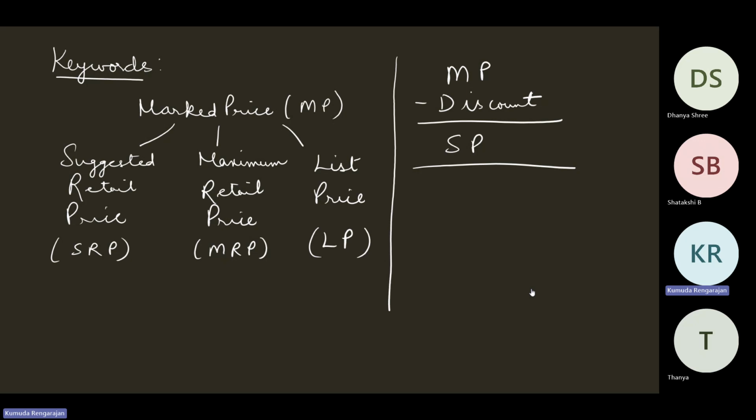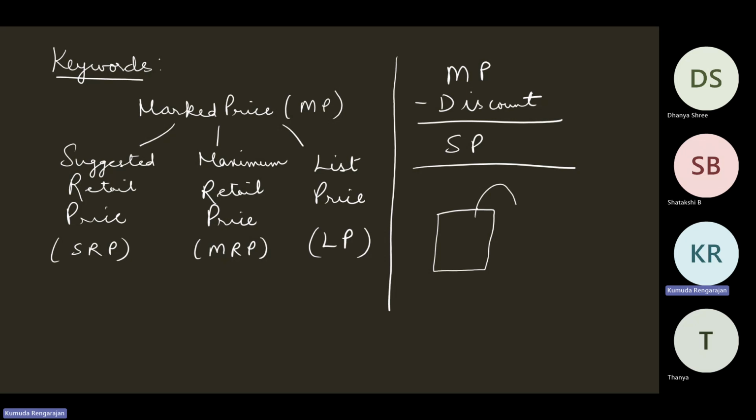So this is another keyword, discount. Discount is a rebate given on the marked price. So now say you visit a departmental store and you want to buy a shirt for your cousin brother.